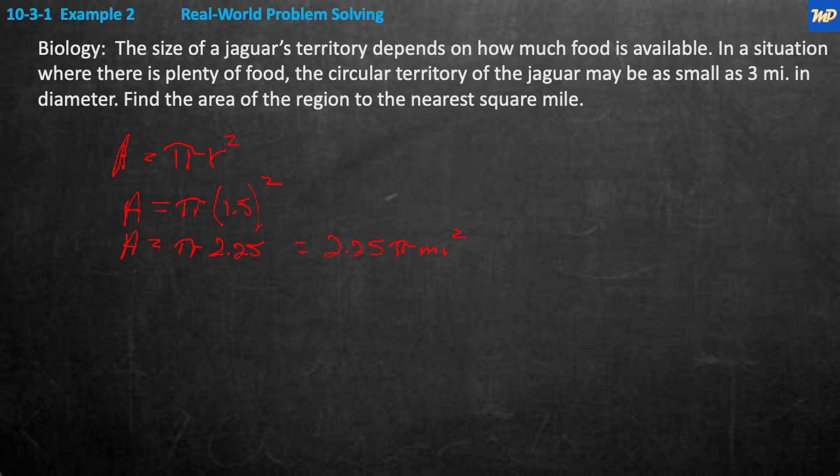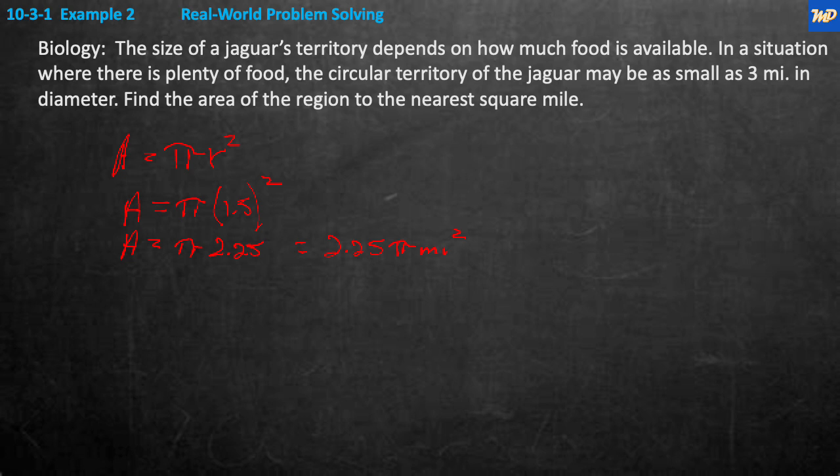Okay, and it says find the area to the nearest square mile. Well, in that case, it would be 2. I guess that's hard to do because you've got to multiply it out. 2 would be like 2 pi miles squared. We'll just leave it like this.